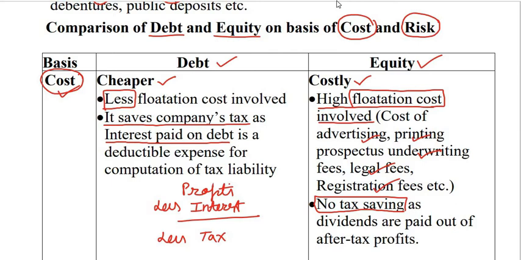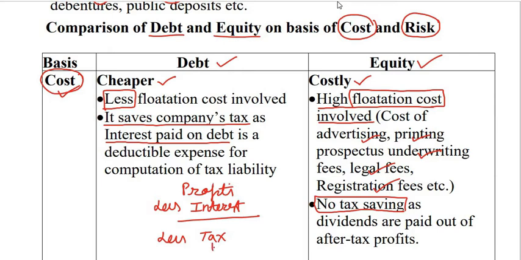And the topic is trading on equity, which we are going to do a little later. But please remember, the interest paid on debt saves the tax of the company, whereas the dividend paid on equity does not save tax. Why? Because dividend is paid after paying tax.